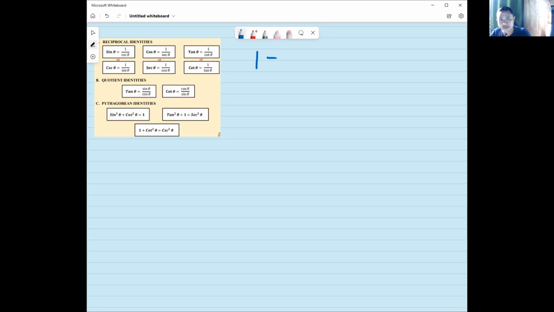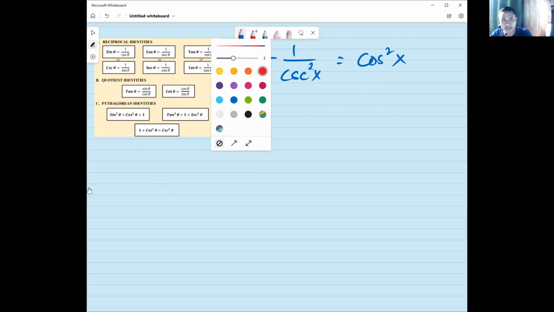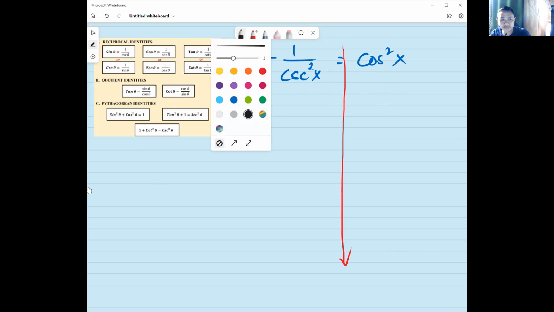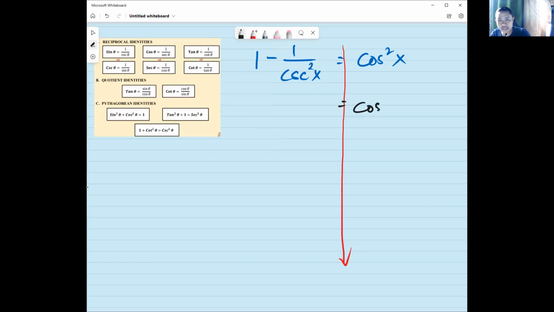1 minus 1 over cosecant squared x is equal to cosine squared x. Yan. So, may clue na kayo. Kapag may squared, you will surely work on Pythagorean identities. Game. So, proving identities tayo. Sa proving identities, bawal ang transposition, ha? Bawal mag-transpose kasi kanya-kanyang buhay ang bawat side ng equation. Game. So therefore, let's go to cosine squared x. How will we change this side?